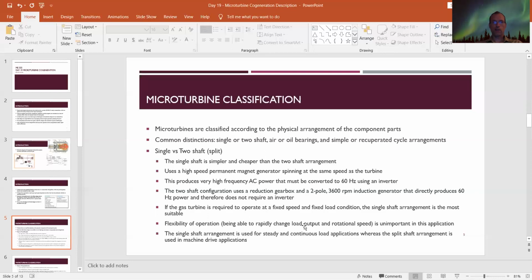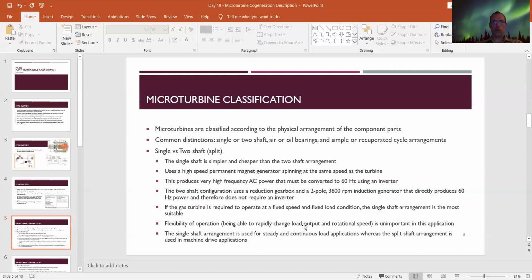On the other hand, the two-shaft configuration has a reduction gearbox and a two-pole 3600 RPM induction generator. That automatically gets you down to the 60 hertz. So you don't need an inverter, but you have this gearbox with the second shaft.